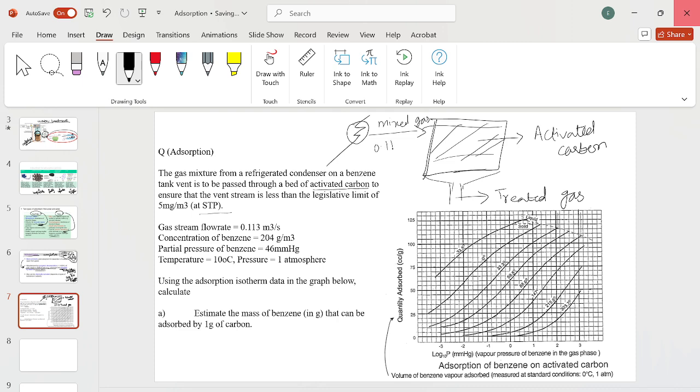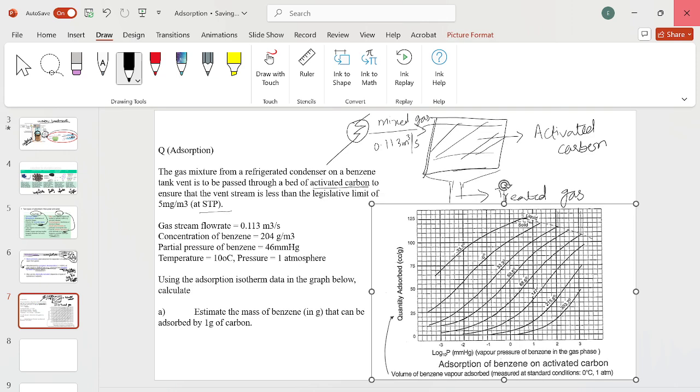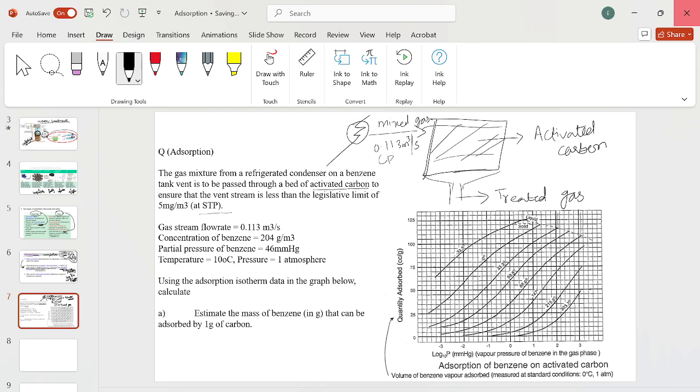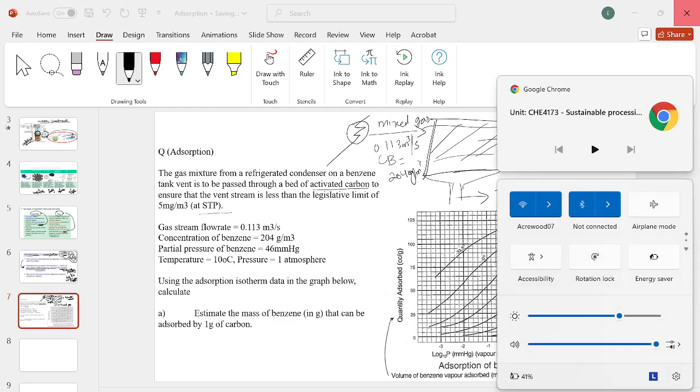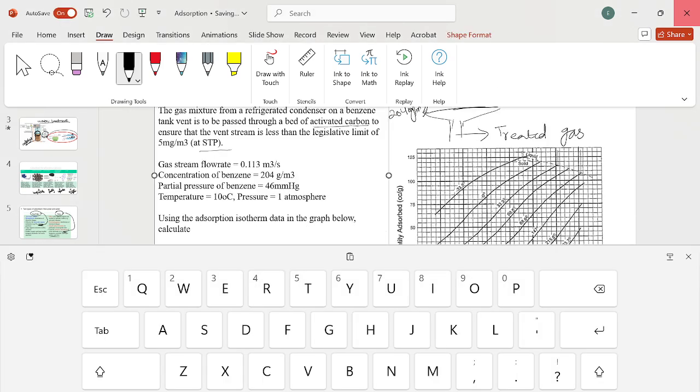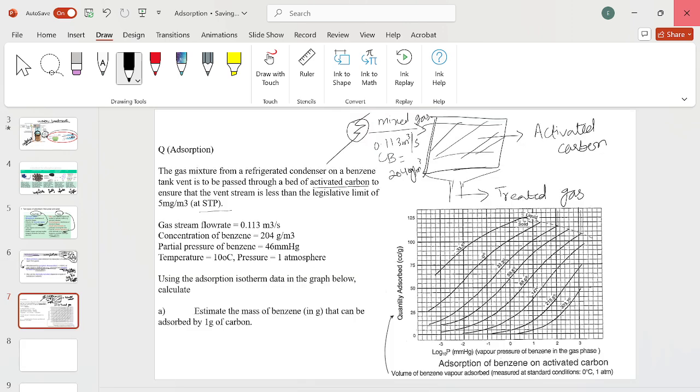Flow rate is 0.113 meter cube per second. And the concentration of benzene is 204 gram per meter cube. The partial pressure and temperature are also given here. So the gas is coming off the condenser and the temperature after condensing is 10 degrees.